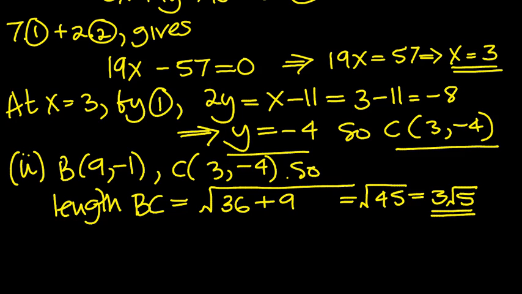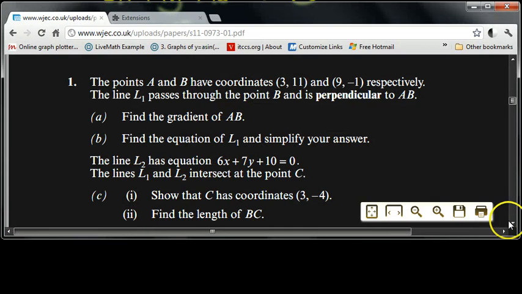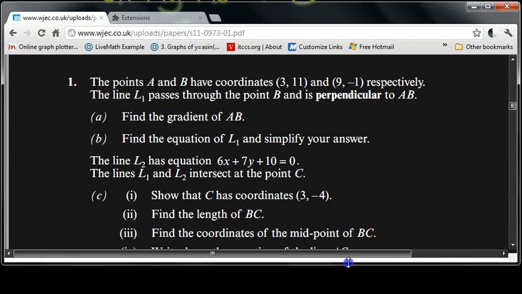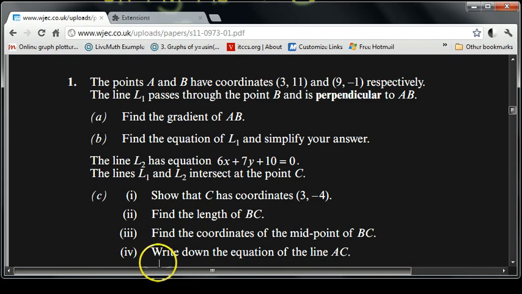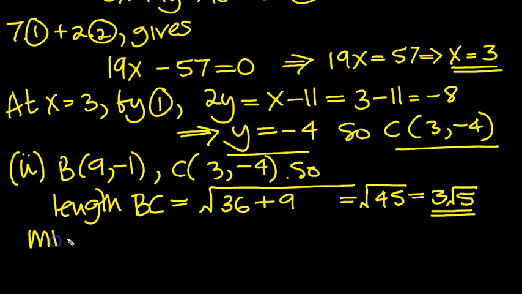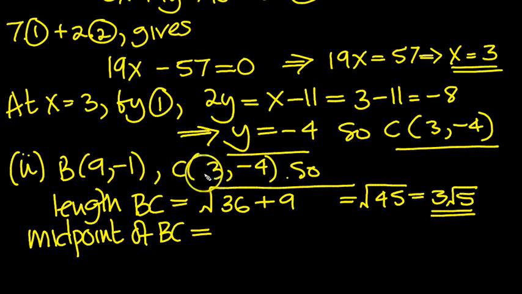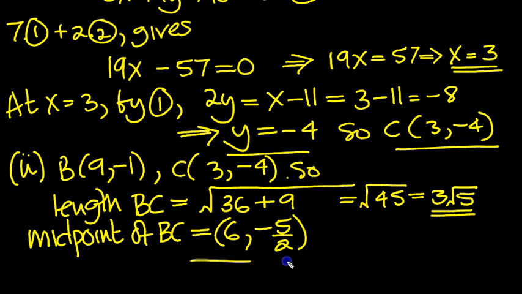That's part 2. So let's go to part 3 now. There's 4 parts to this question. Find the coordinates of the midpoint of BC. So midpoint of B and C. We add the x coordinates and divide by 2, don't we? 9 plus 3 is 12, divide by 2 is 6, and -1 and -4 added together gives -5. Divide by 2 is -5 over 2. There we go. And then that was number 3.